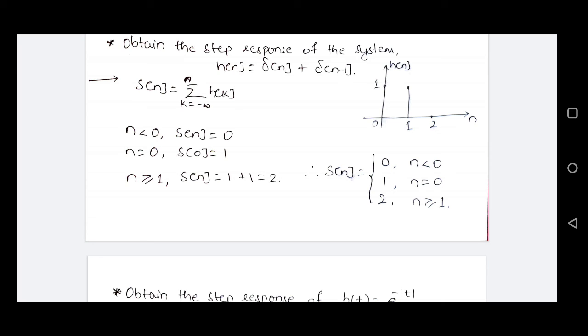For any value of n greater than or equal to 1, we'll be having two values in the impulse response, and step response is the running sum, that is, all of the impulse response samples have to be added to obtain the step response. All the samples till that value of n are to be added together. Therefore, it will be 0 for n less than 0, 1 for n equal to 0, and 2 for n greater than or equal to 1.